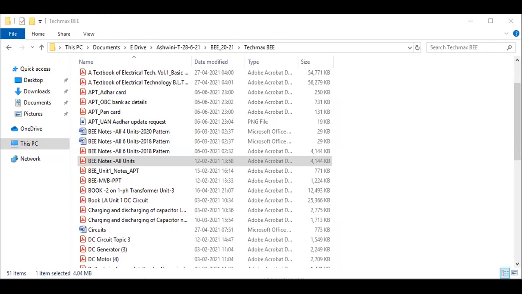In core type of transformer, two side limbs are there. Here in shell type, along with two side limbs, central limb is also there. In core type, concentric cylindrical winding type of arrangement is used. And in shell type, both the windings are wound on central limb and sandwich type of winding arrangement is used.